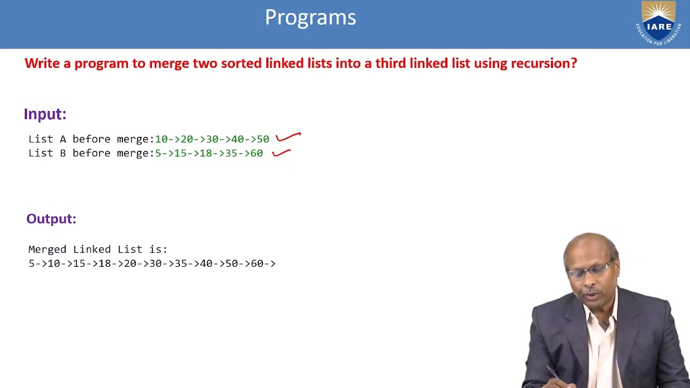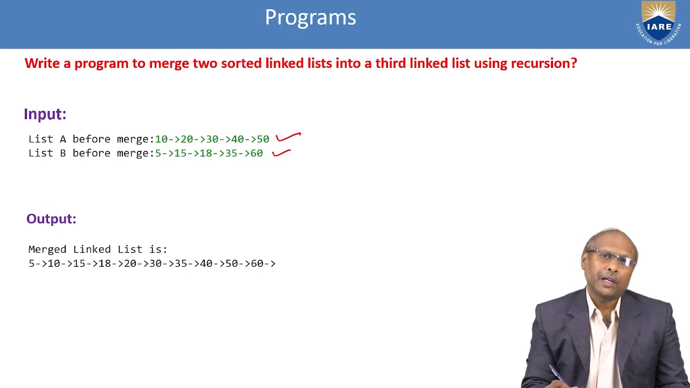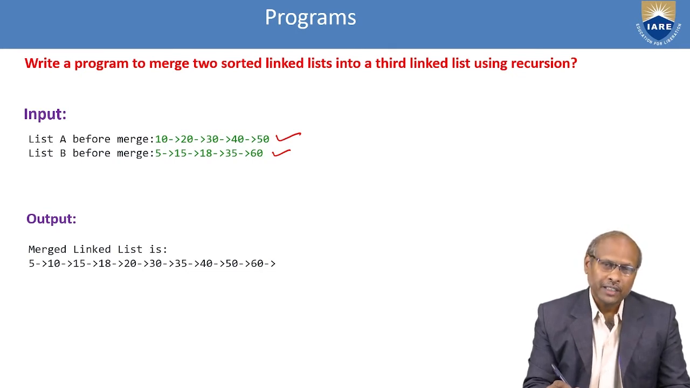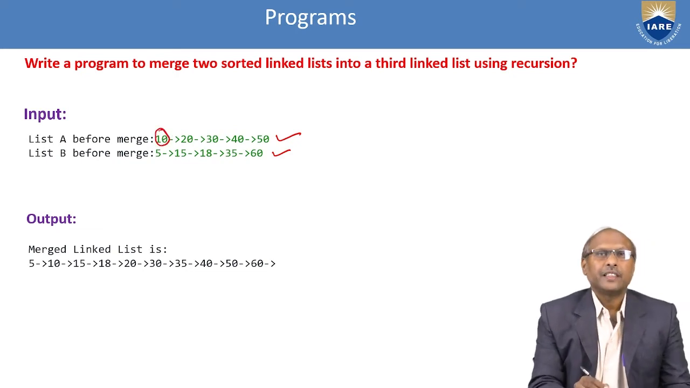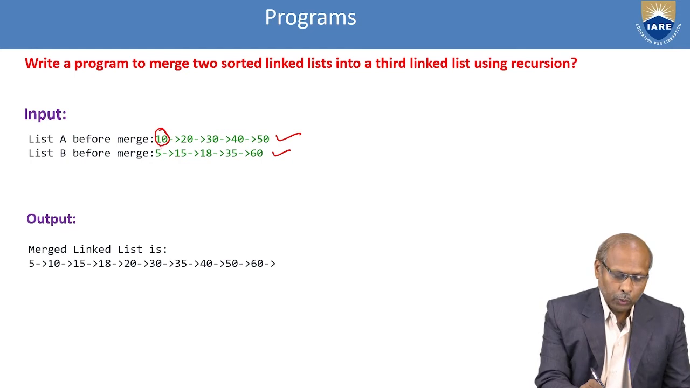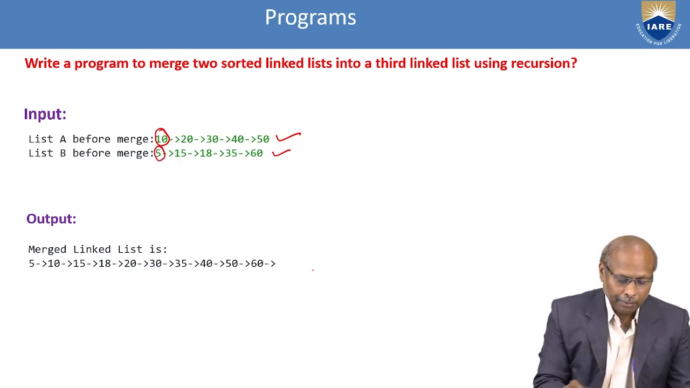So while merging, what do you have to do? You have to check which data is smaller. Whichever data is smaller, you have to keep first. Now if you observe, in the first list the first value is 10. In the second list, the first value is 5. So 5 is smaller than 10. So in the merged list, 5 should come first.